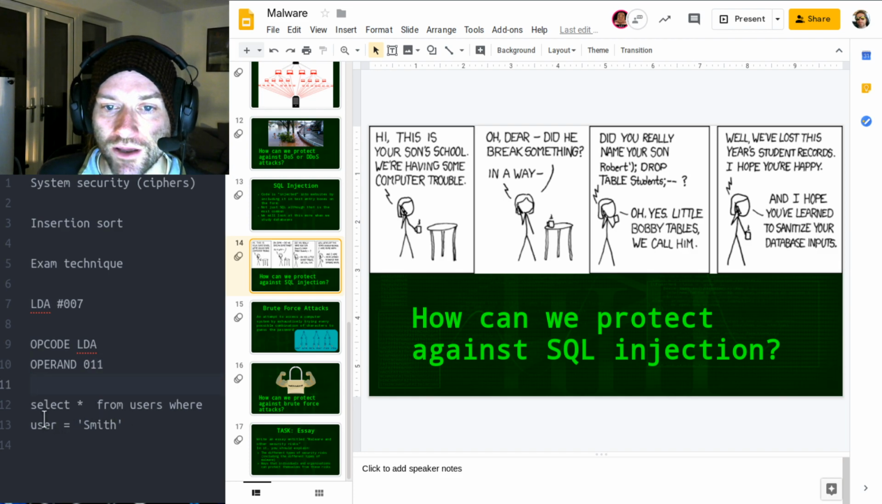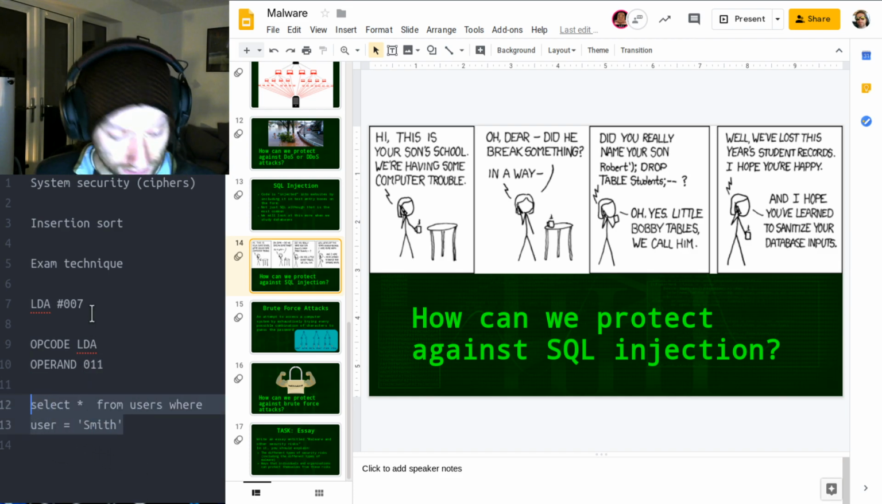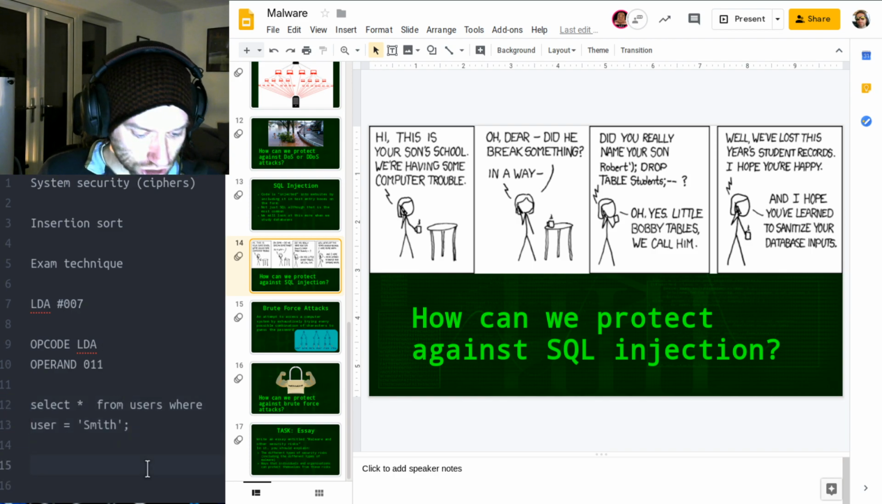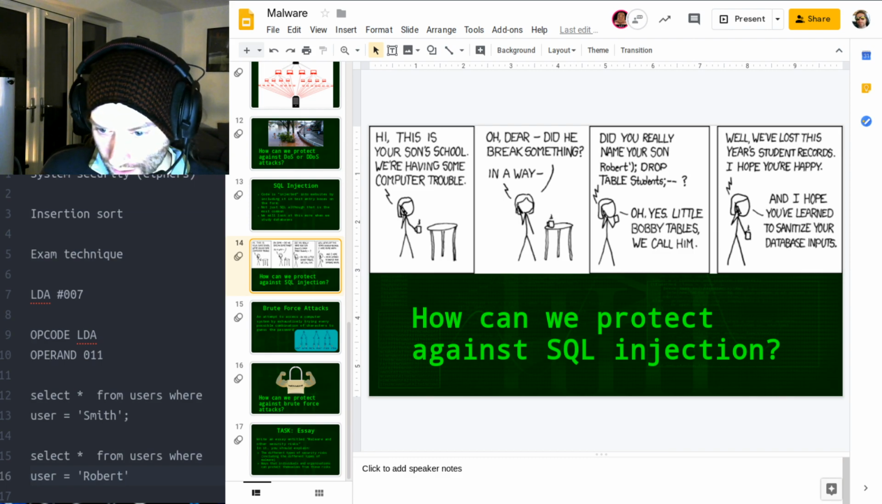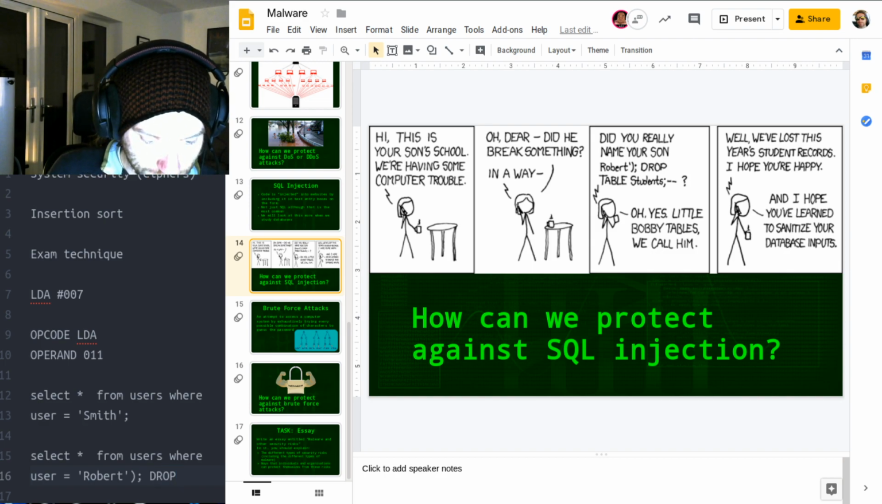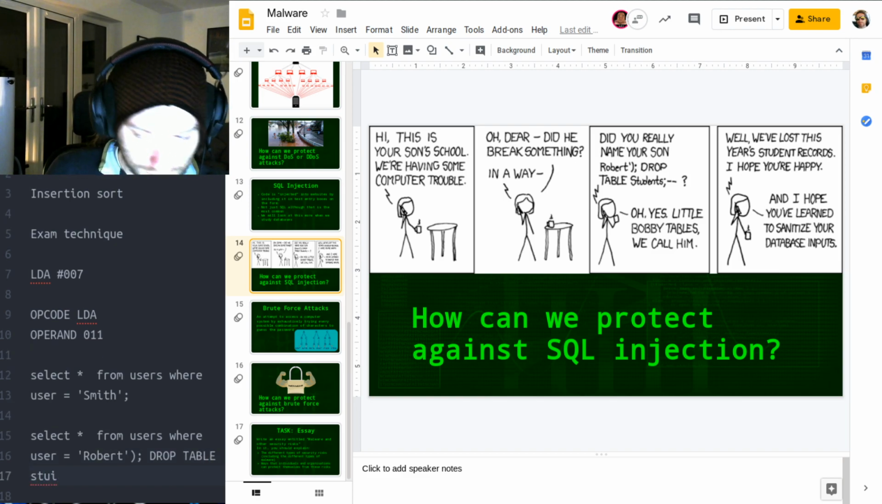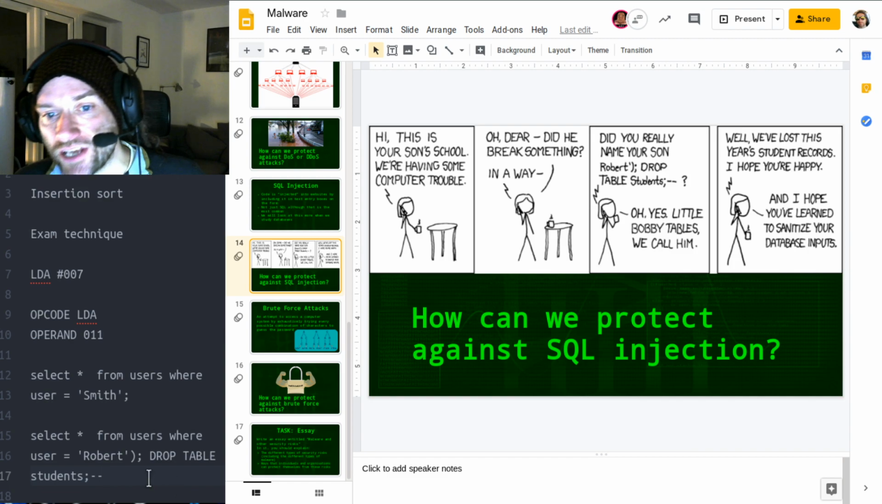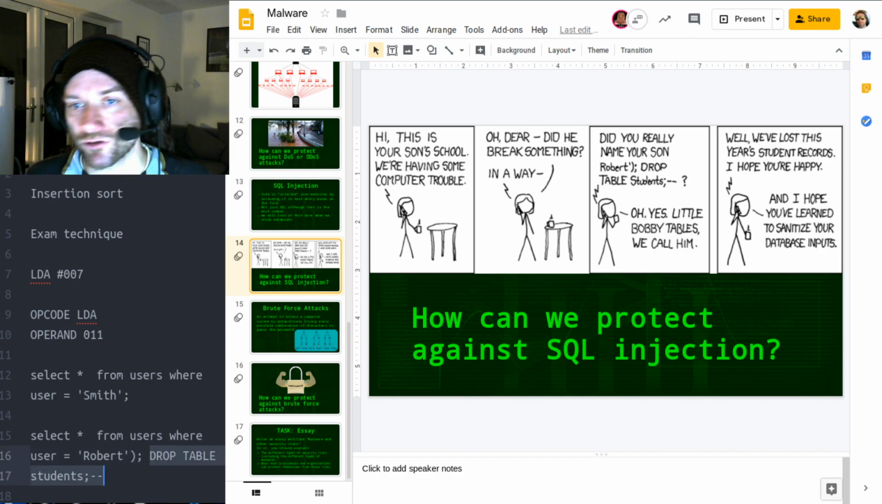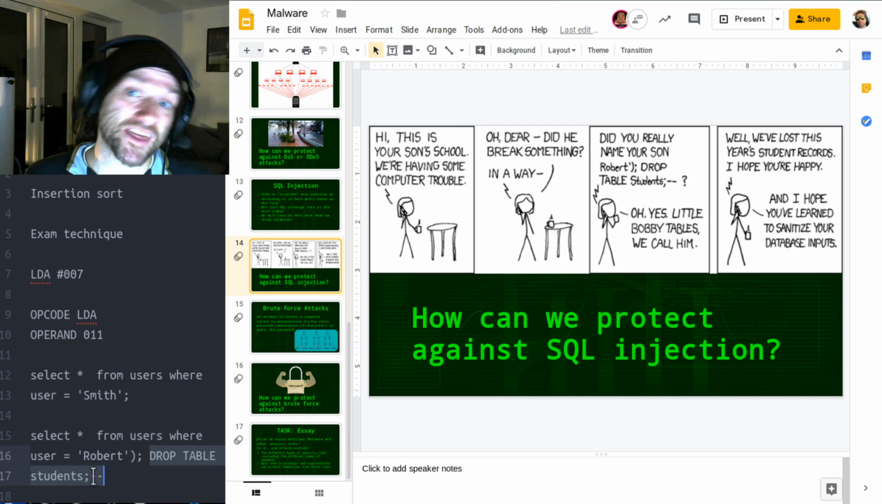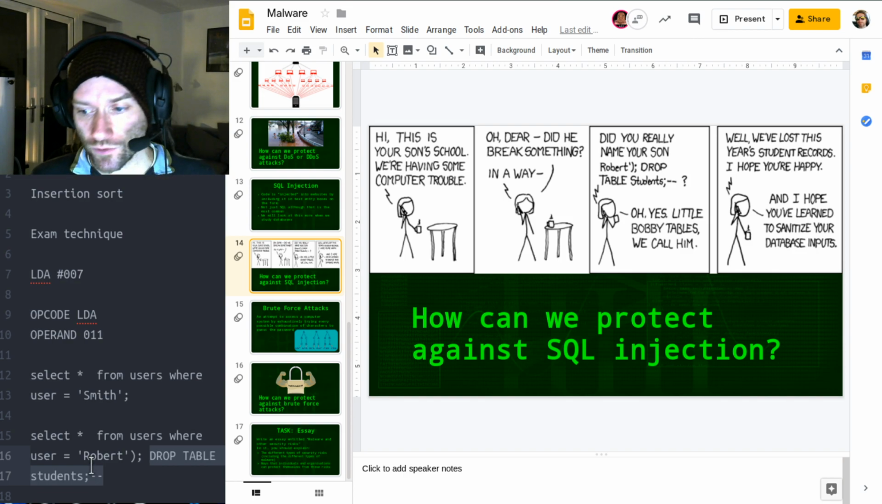Now, if we take that same string, but we replace it with what's been typed in the box, let's have a look at how that gets changed. Instead of typing in Smith, what have we got here? We've got Robert, close bracket there. This might generate an error, and then drop table students. So you can see what it actually receives is this full instruction here, and then it will go on to execute the next instruction. That's basically what any kind of injection attack does. It fools the system into thinking, right, that instruction that you've just done, that's finished. By the way, here's another one. Okay.